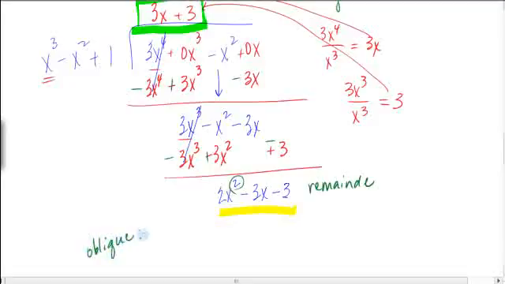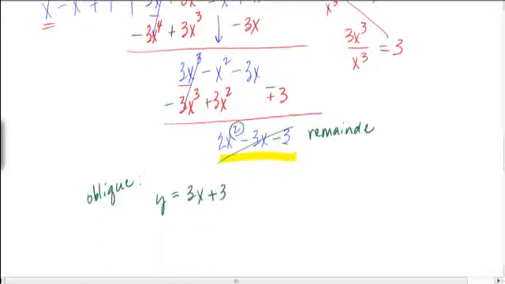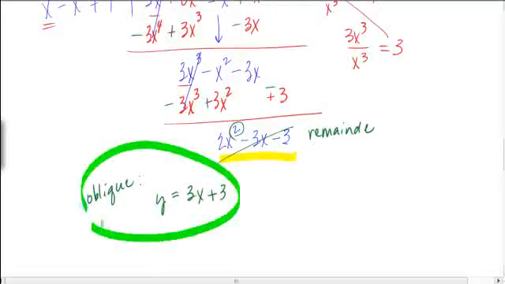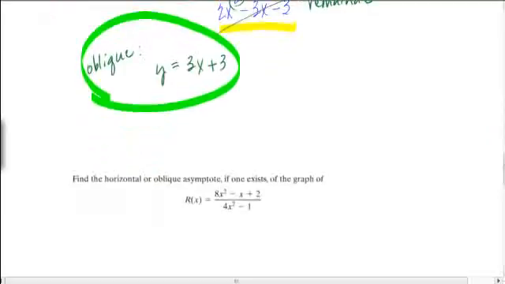It looks a whole lot like a linear equation, and that's what it is. So I write this as y is equal to 3x plus 3. And that would be the diagonal line that would be my asymptote. So this is the equation of my diagonal line. So what that means is when you use long division, you do the long division process, you stop when you get to the remainder and you ignore it, and you're only interested in the linear part of your answer. Okay, so this is my answer right there. That was the oblique asymptote.